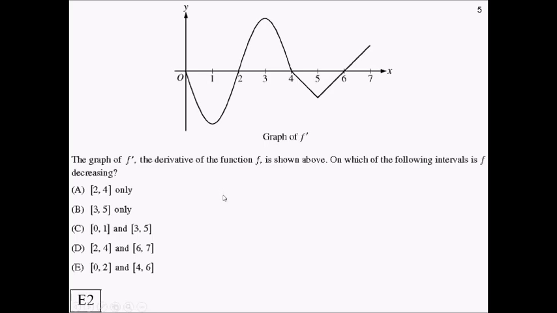Now, when I'm looking for where f is decreasing, I'm basically looking for where f prime is negative. I notice that f prime is negative. This is the graph of f prime here. F prime is negative on the interval from 0 to 2, and also from 4 to 6. Therefore, I can conclude, if this were a free response, f is decreasing on those intervals, which gives us answer choice E.